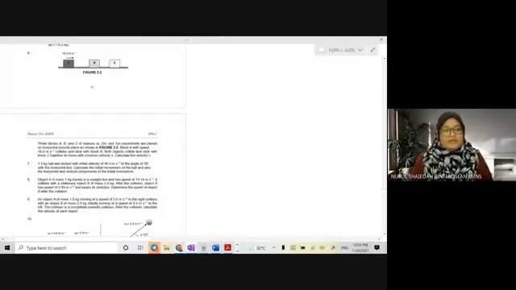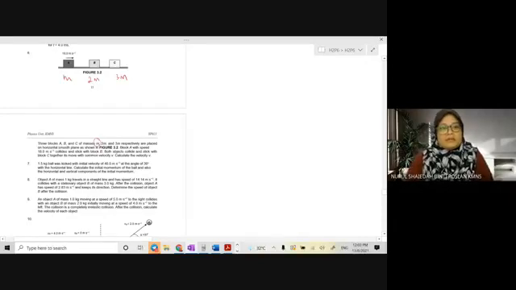Okay, they give you 3 blocks A, B, C of mass M, 2M and 3M. So this one is M, this one is 2M, this one is 3M, respectively placed on a horizontal smooth plane as shown in figure 3.2.